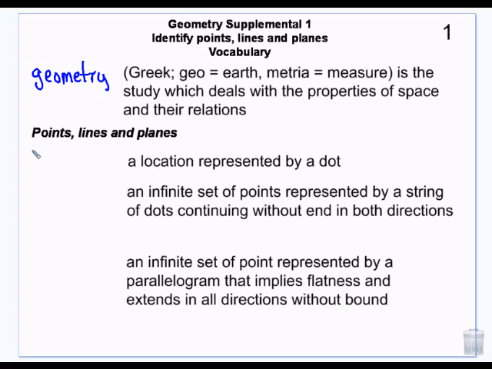Okay. A point. Points are very important in math. A point is a location represented by a dot. Just a dot. You usually label it with a capital letter, and you would read that as point A.